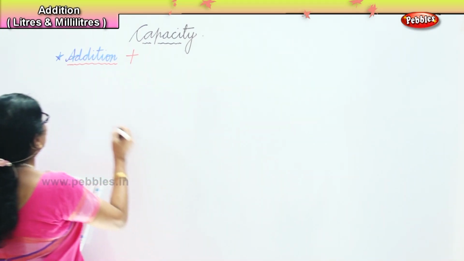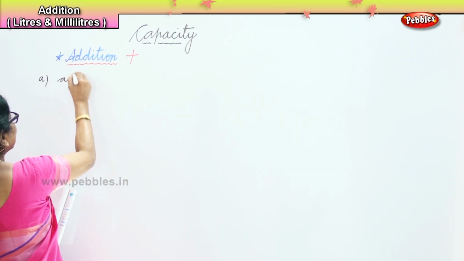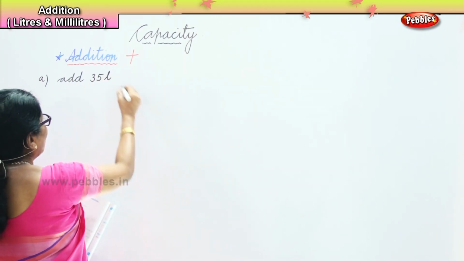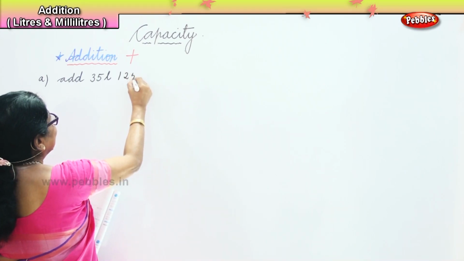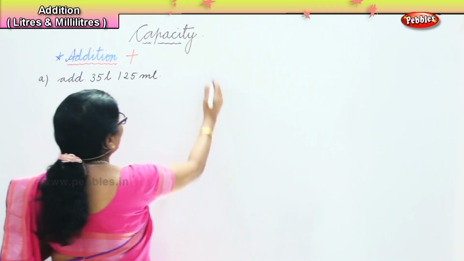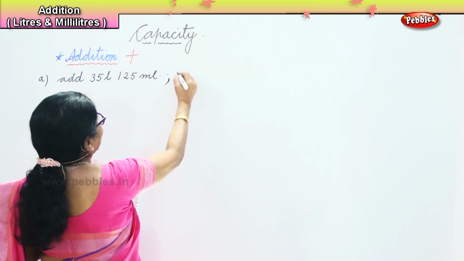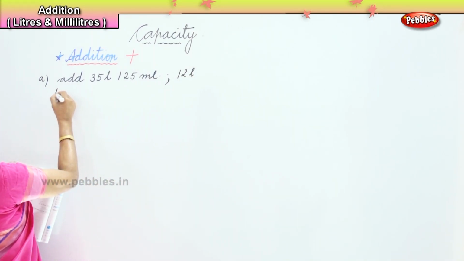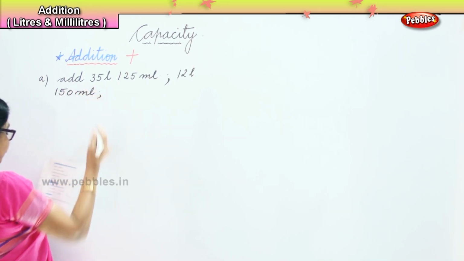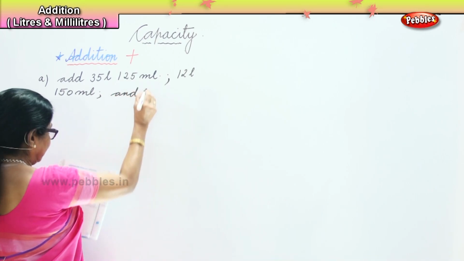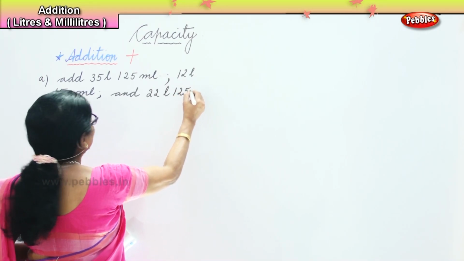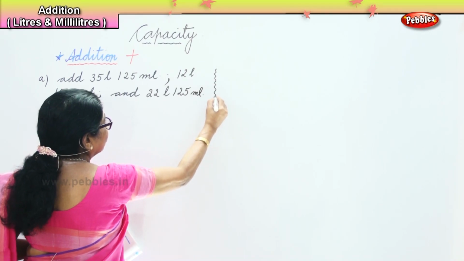Now, the sum I have for you is, you're going to add 35 liters, 125 milliliters, then 12 liters, 150 milliliters, and 22 liters and 125 milliliters. So we're going to add all this.